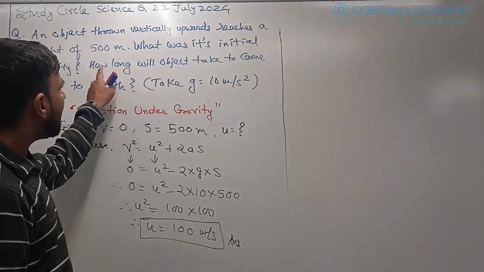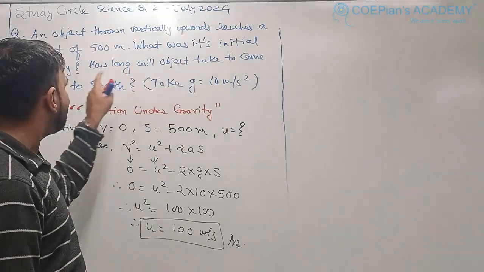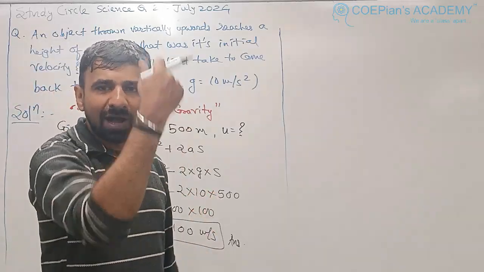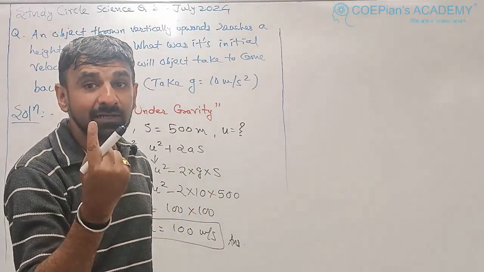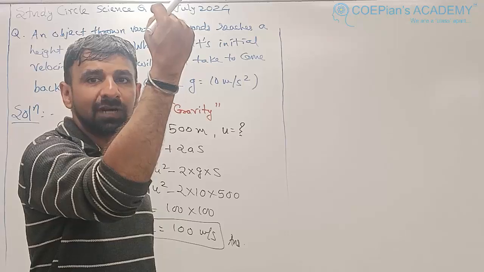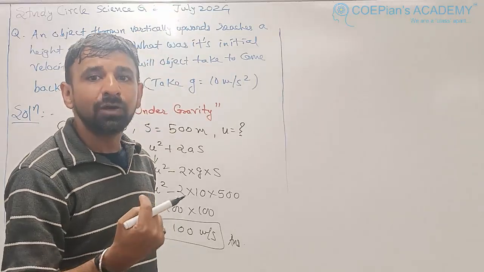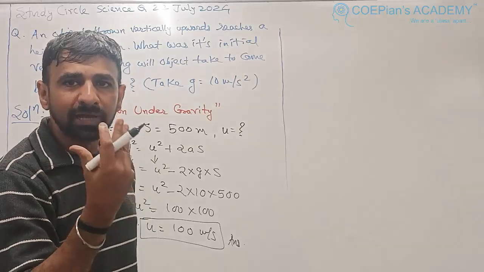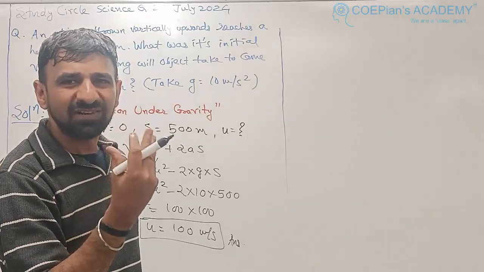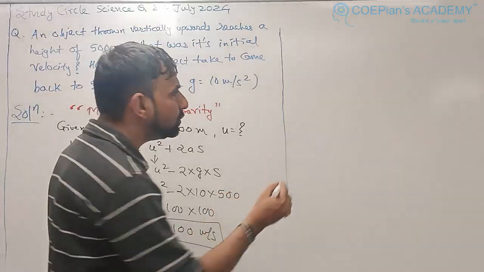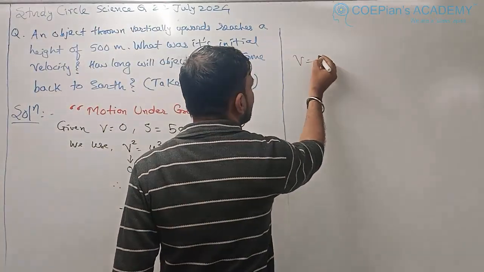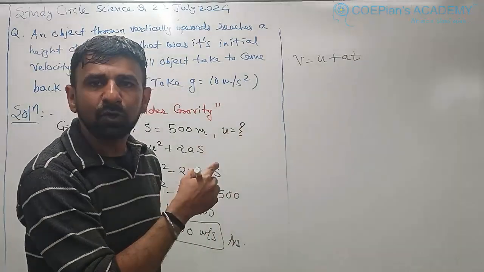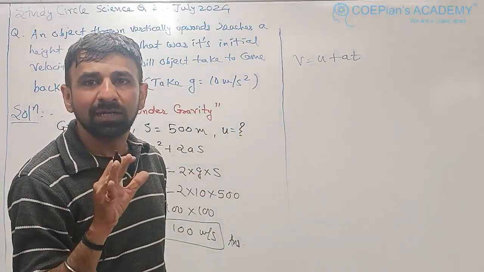Now let us discuss how long the object will take to come back to the earth. Remember that the object is thrown from the ground and will come back. So you have to consider the time which is the two-way time. Right now we are going to find the one-way time. For that we are going to use this formula, v is equal to u plus at.